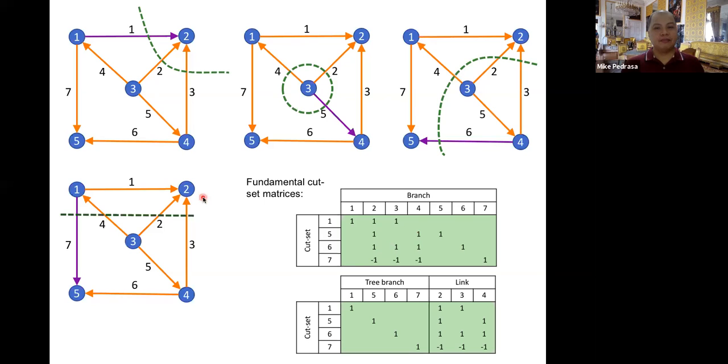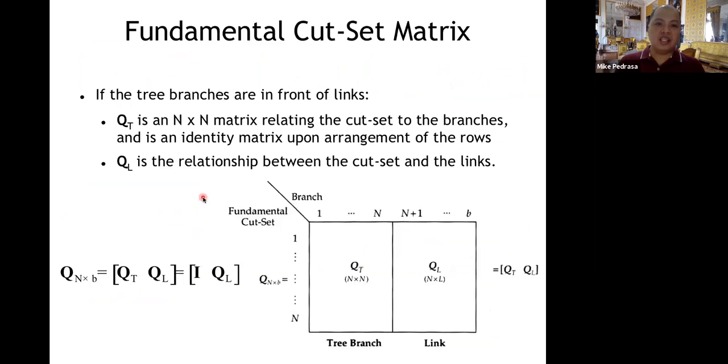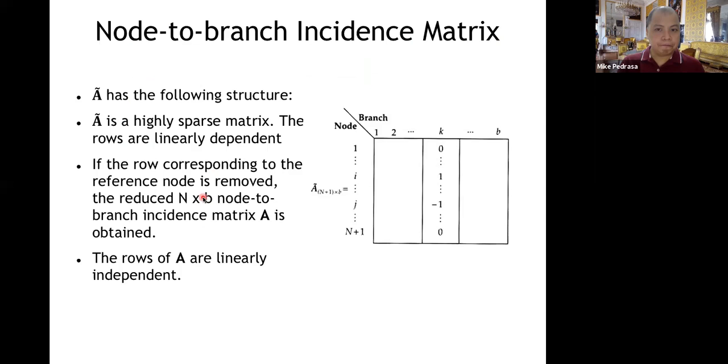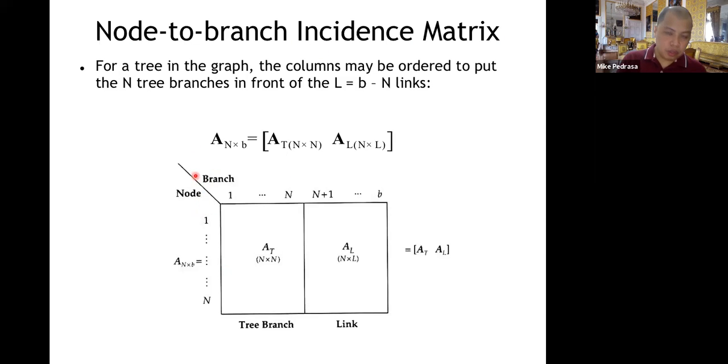Next. So those are the fundamental cut set incidence matrices. Take note that we have constructed 3 incidence matrices. The node to branch incidence matrix, this one, where the rows are the nodes and the columns are the branches. We call it matrix A. The left side is A sub P, the right side is A sub L.